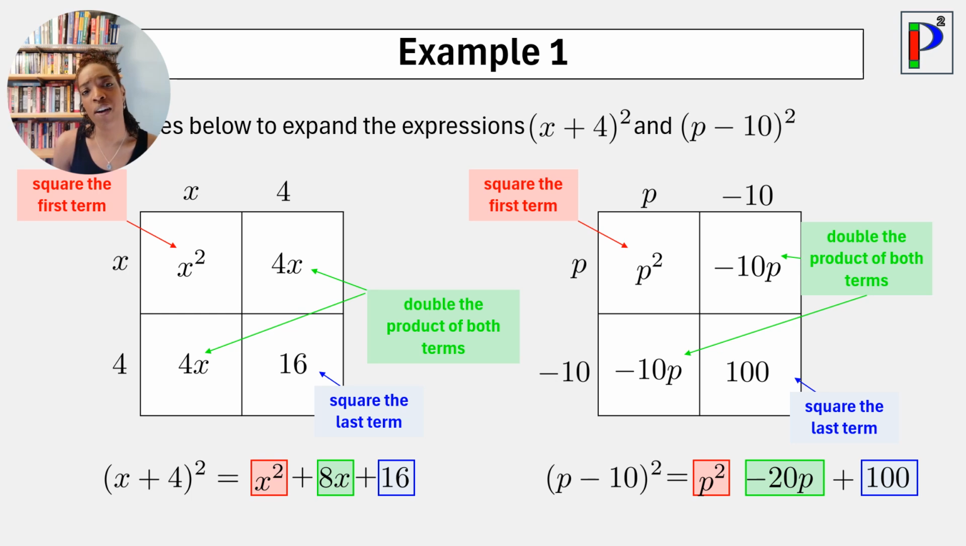This pattern actually applies to all perfect square trinomials, which are the result of squaring a binomial. And we can use this to help us quickly factor trinomials of a certain type. Let's take a moment and write out our pattern.